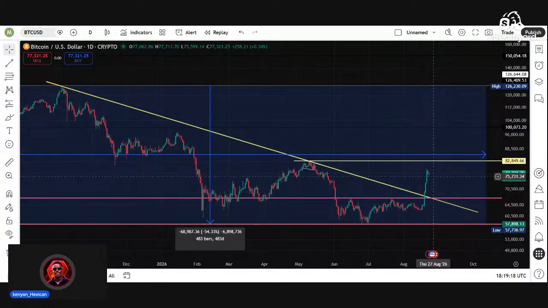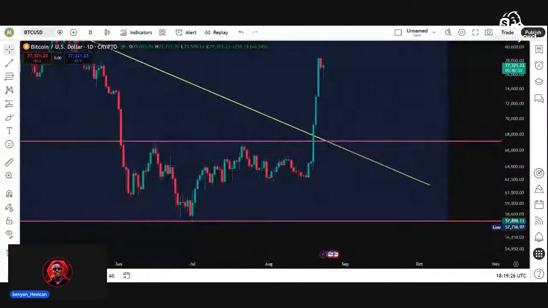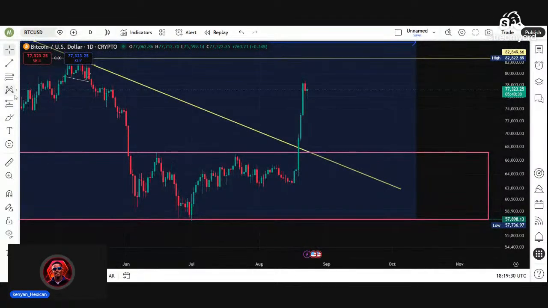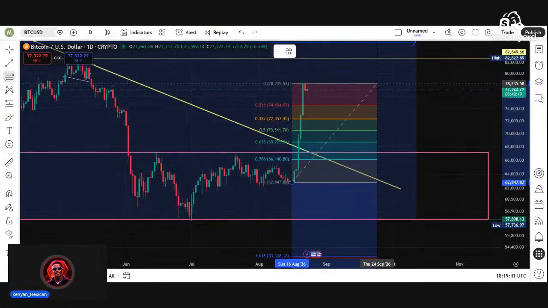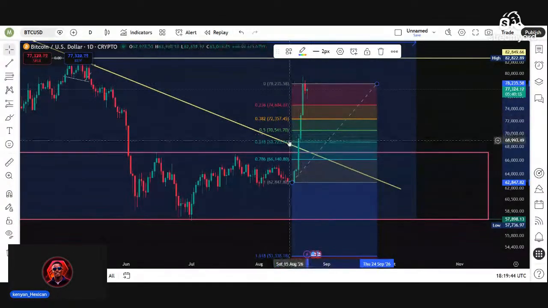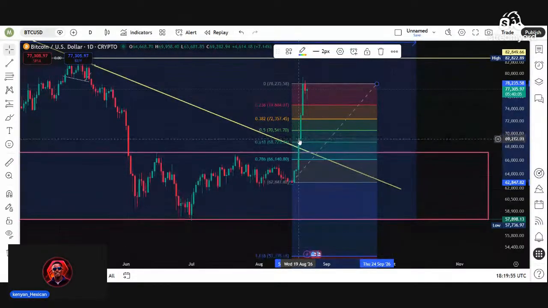Now this is a bit tricky. Look at this pump. Maybe we'll try to draw a Fibonacci retracement from this point where price started moving up to where the price closed. You can see the 50% zone is around this area at 70,000, and 61.8% will be at around 68,000, this zone here.